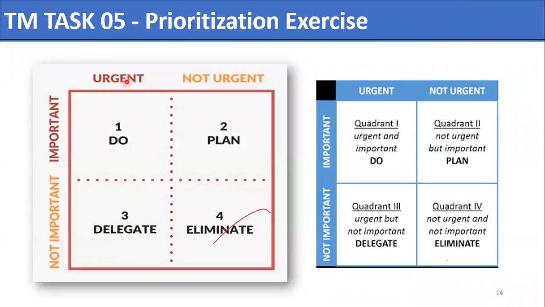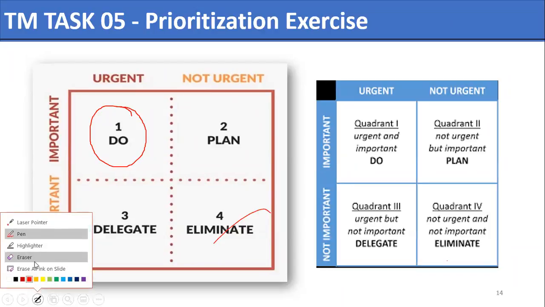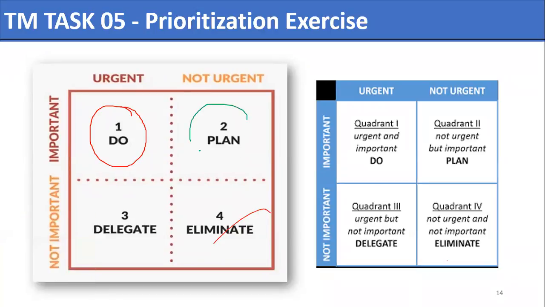So the first square we call the first quadrant, that is urgent and important. That's why I use "do" here. You must do that, urgent and important. Then the second square is not urgent but important, so you can plan this second square, okay? Then the third one we call delegate: urgent but not important, you can delegate, okay?